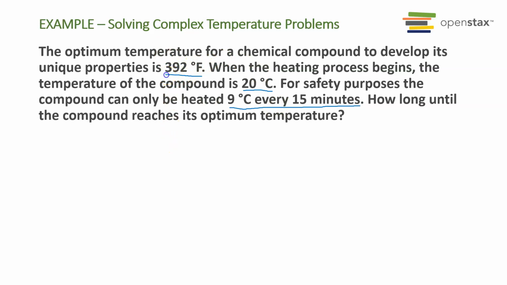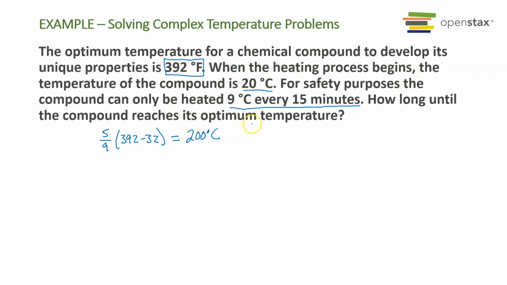So what I would advise is, since everything else except this is in Celsius, let's convert 392 degrees Fahrenheit to Celsius. So that's going to be 5/9 times 392 minus 32 to get that over into degrees Celsius. So that's going to be 392 minus 32 times 5 divided by 9. And that's going to give us 200 degrees Celsius. So we're trying to get this thing warmed up to 200 degrees Celsius.